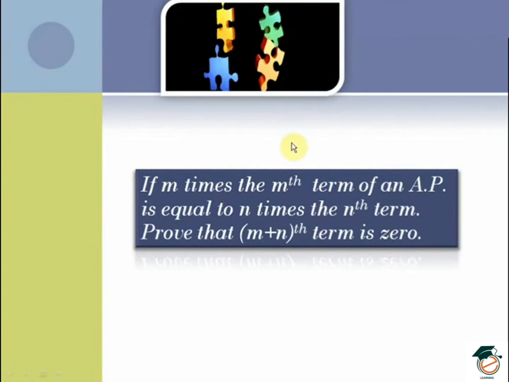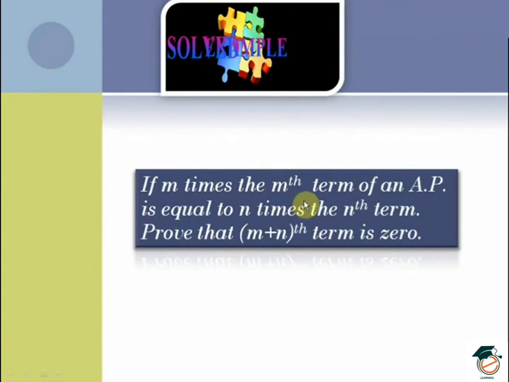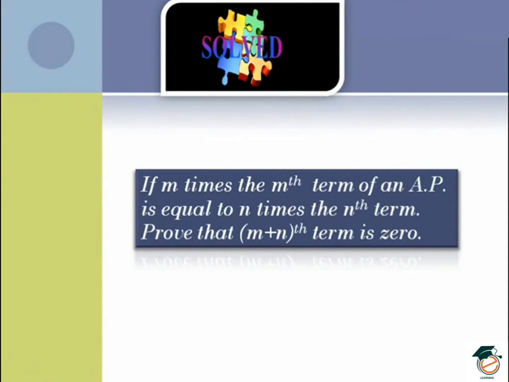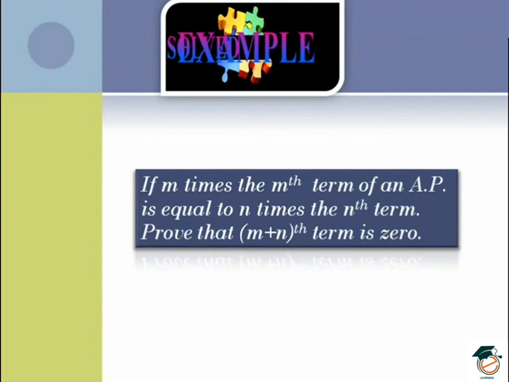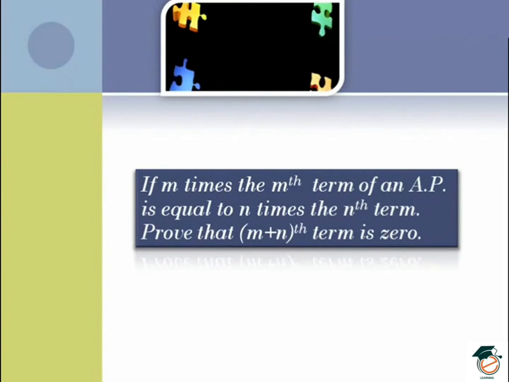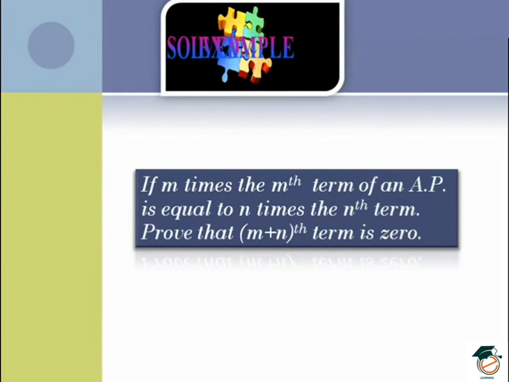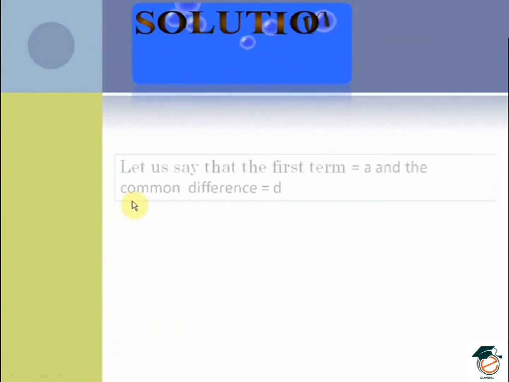Let's try to solve one more example. If m times the mth term of an AP is equal to n times the nth term, prove that the (m plus n)th term of this series is 0. So what we have been given is a condition that m times the mth term is equal to n times the nth term, and we have to prove that the (m plus n)th term of this AP is equal to 0. So once again, let's look at the solution.